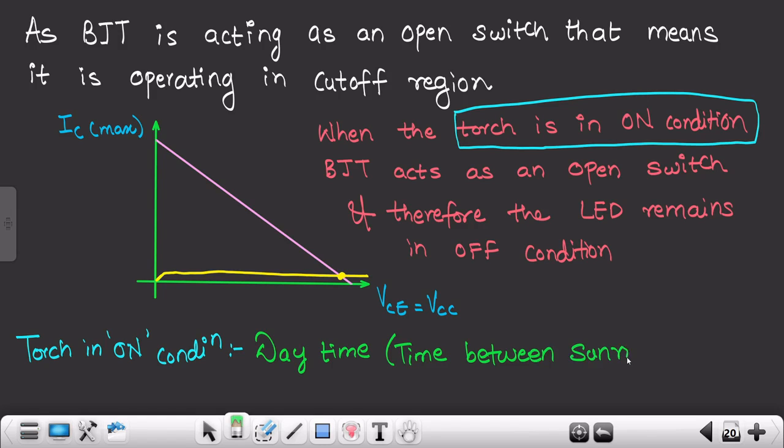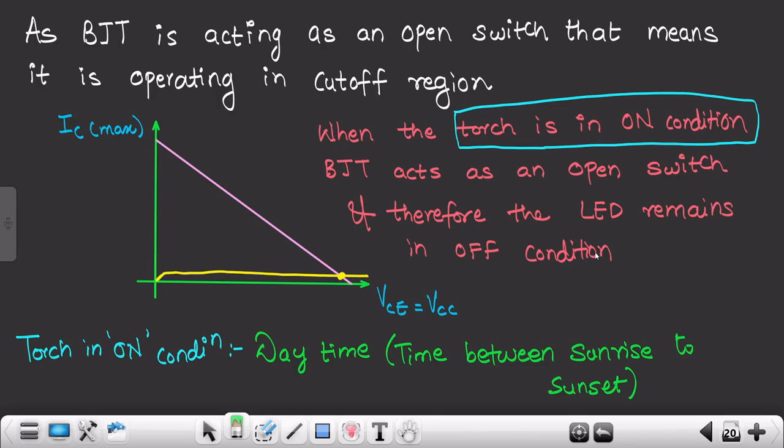Sunrise, maybe 6 a.m. or 7 a.m., to sunset, that is 7 p.m. Between this time interval, your LED remains off. That means your street light is going to be in off condition. It will never glow whenever there is some sunlight present in your country or in your area.